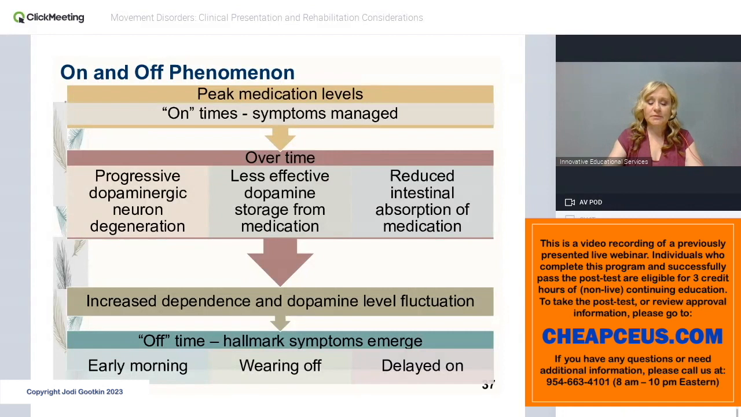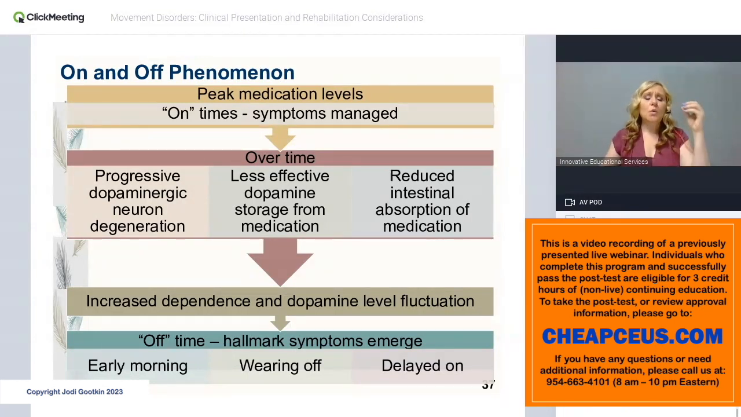On-off phenomena is something to consider when you're scheduling your rehab and when you're assessing patients. Maybe you see them in the clinic and they're doing well with their functional activities, but when you use a different assessment tool that we looked at, they're scoring lower on their function. The on-off phenomena may be accounting for this.